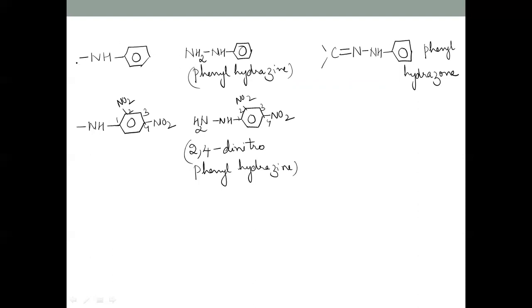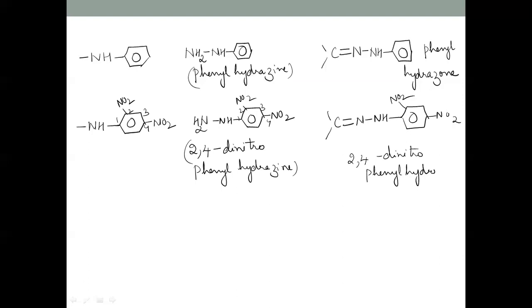So the first one is hydrazine, NH2, NH2. One H is replaced by the phenyl group, so it is phenyl hydrazine. To the phenyl group, I'm adding nitro groups at 2 and 4 positions: 2,4-dinitrophenyl hydrazine. So what is the product I'll get here? NH with nitro groups at the 2 and 4 positions. Simple. The name of this is 2,4-dinitrophenyl hydrazone, 2,4-DNP. Done.